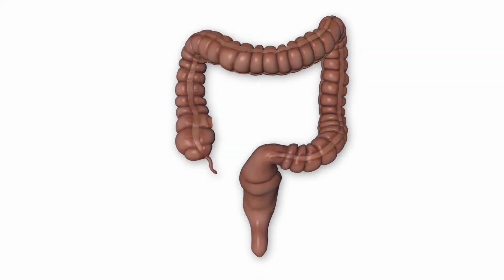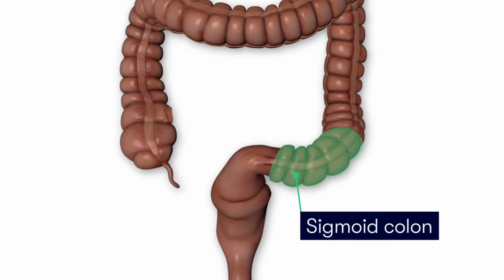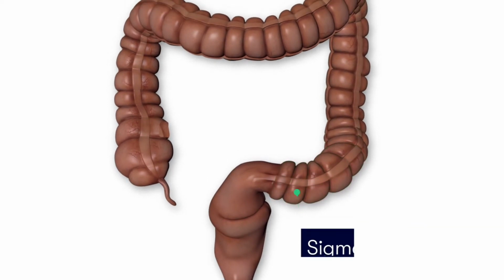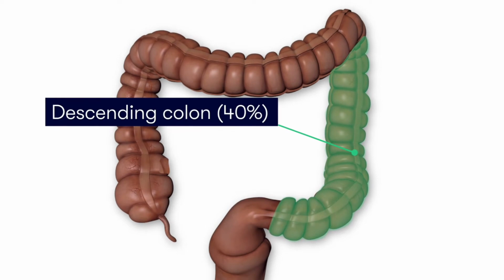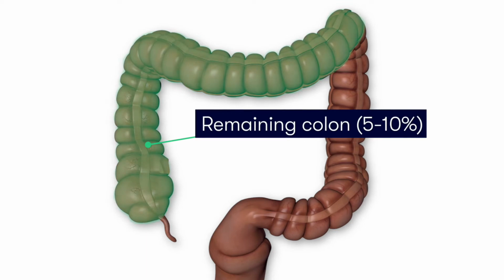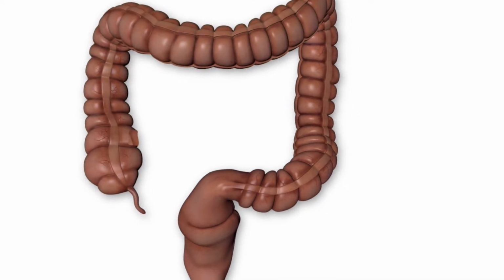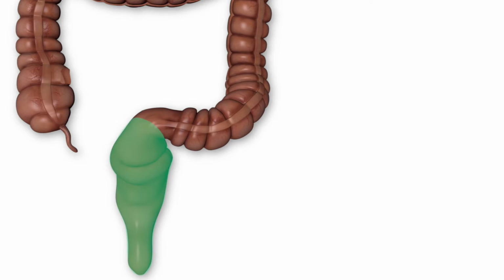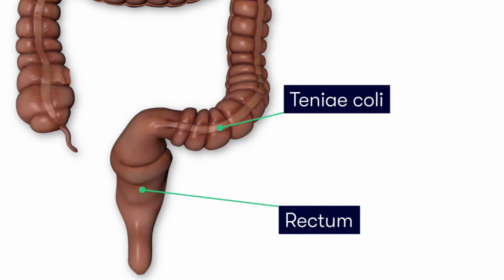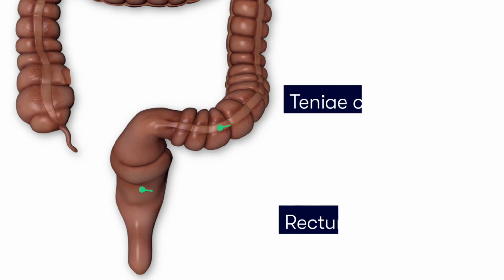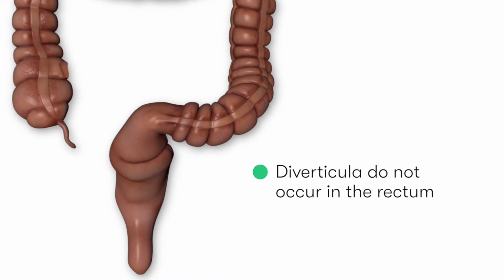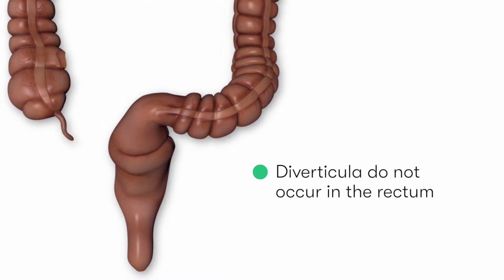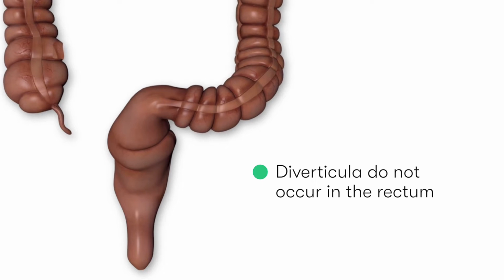Diverticular disease most commonly affects the distal colon, with 50% of cases affecting the sigmoid colon, 40% affecting the descending colon, and 5 to 10% affecting the remaining proximal colon. Diverticula don't occur in the rectum because the taeniae coli, or the 3 longitudinal muscle bands that run the full length of the colon, spread out and fuse to form a reinforced outer layer that surrounds the rectum. And it's this reinforced outer layer that prevents protrusions of the diverticular disease from occurring.